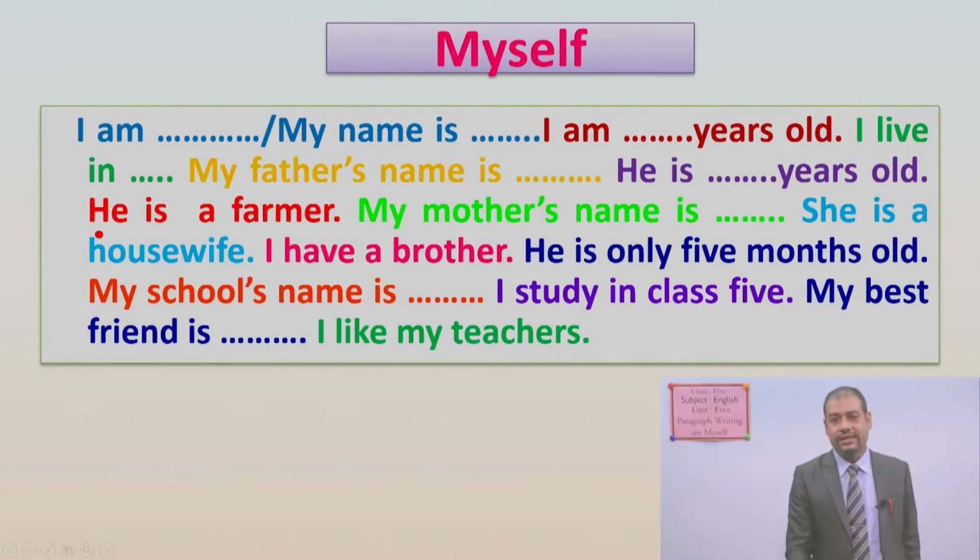Okay? Then you can write down about your brother or sister if you have. For example, I have a brother. So I can write down I have a brother. If I have a sister, I can write down I have a sister. Then you can write down his or her age. My brother, for example, is only 5 months old. If your brother is 3 years old, you can write down he is 3 years old. Or if your sister is 5 years old, you can write down she is 5 years old. So you can write down your brothers' or sisters' age also. Is it clear?